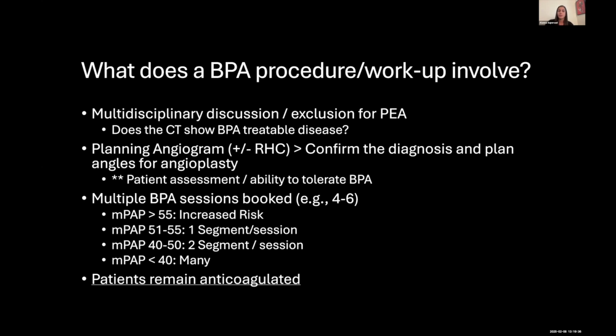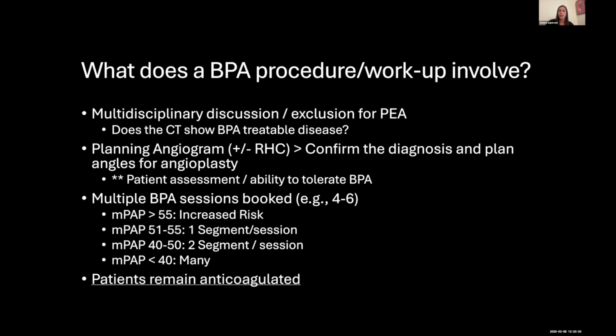IR suite. During this first initial procedure, it's really important to assess the patient and assess their ability to tolerate BPA. As you can see laid out here, depending on your mean pulmonary arterial pressure, you may have 2 segments per session treated or 1, and these are booked as 4 to 6 sessions in total. So these patients have to continually come back for more treatments, and not all patients are able to tolerate laying flat, coming in for all these treatments. And by bringing them in for this initial pulmonary angio, aside from the technical perspective, it's a really good opportunity to have realistic conversations with the patient and gauge their ability to actually go through with the full treatment.